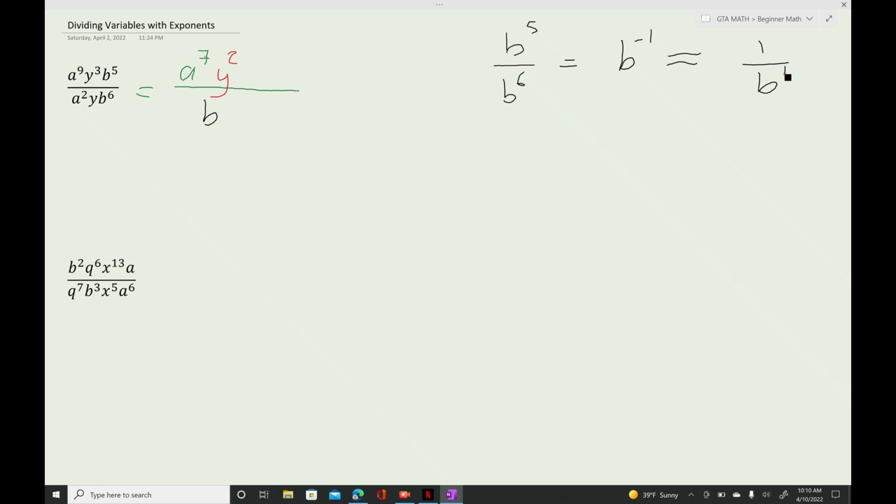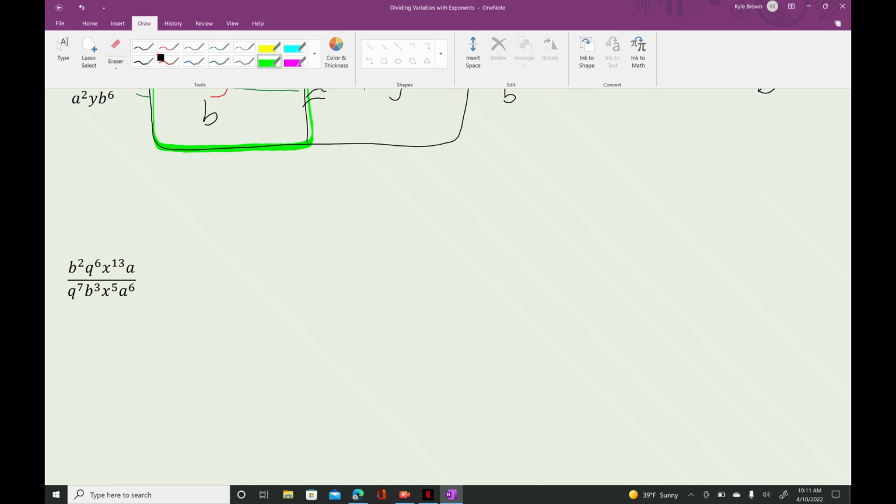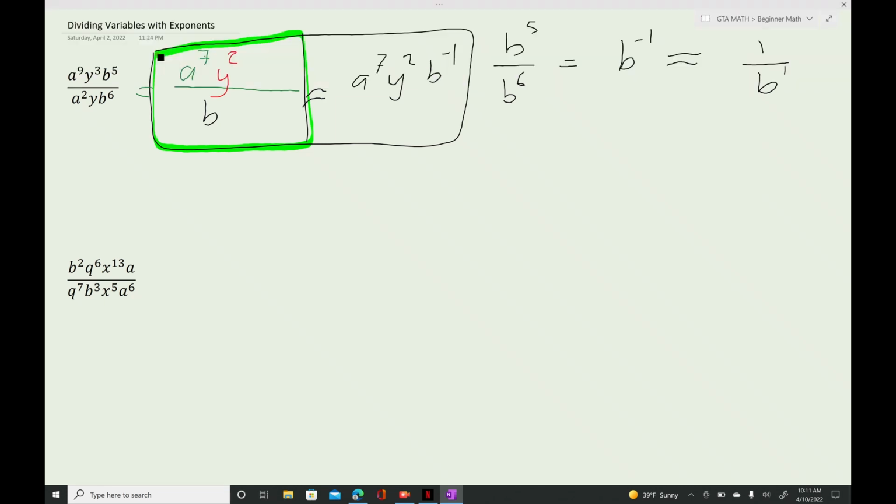But instead of thinking of it that way, to keep it simple, we just say, let's just keep it in the denominator so it looks cleaner. But if you wanted to, you could also write it as a to the 7th y squared and then b to the negative 1. But we're not going to focus on that. This is the right answer for now. Focus on the one in the green. If you're further in math, you might be looking at the one to the right, depending on the notation your professor or teacher wants it in.